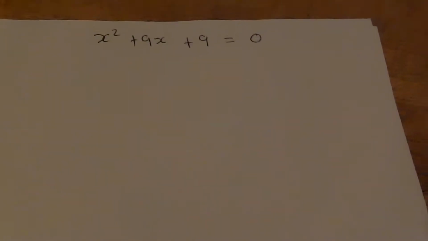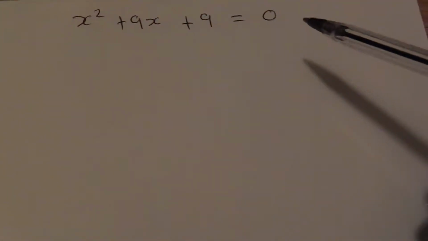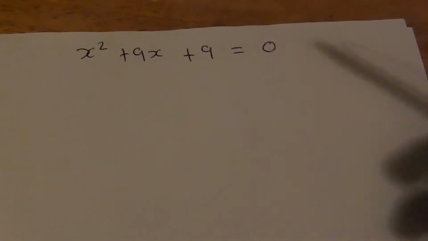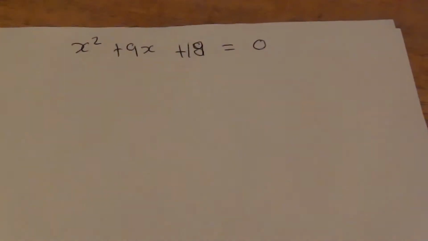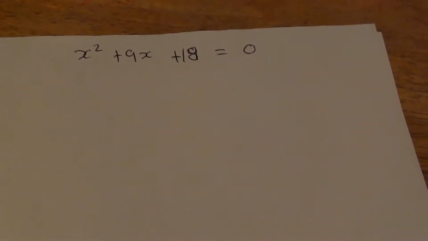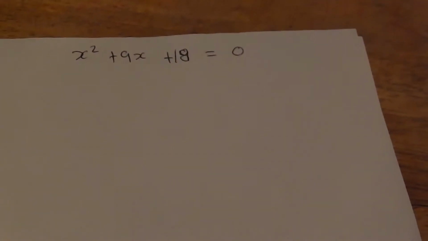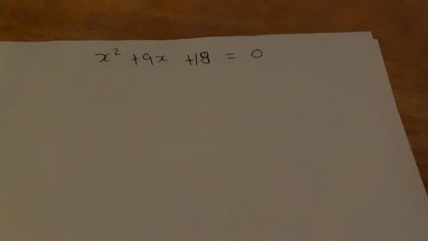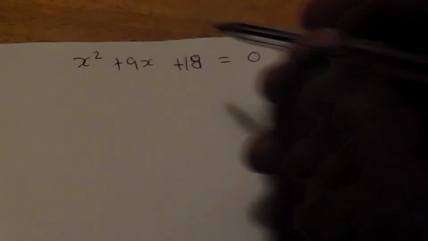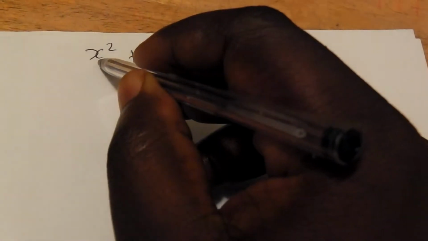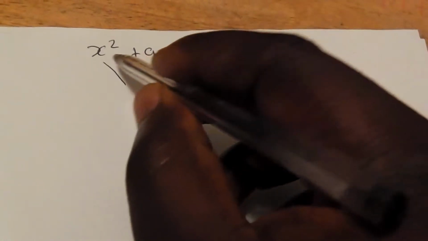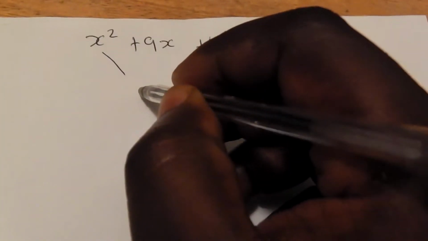Okay, so let's say for example we are asked to solve this quadratic equation: x squared plus 9x plus 18 is equal to 0. When I want to use factorization, the first thing to do is multiply the first term times the last term. So it will be x squared times 18, and you get 18x squared.